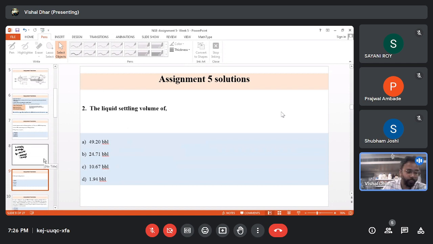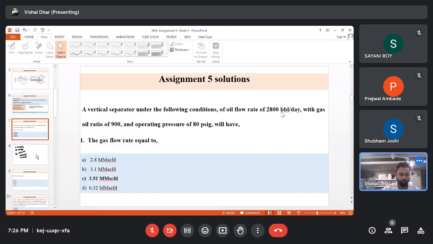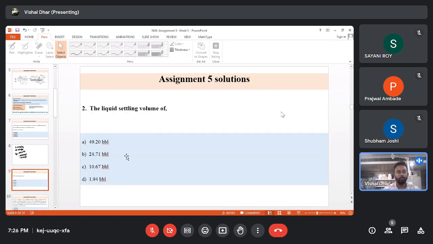So we'll go to the next question. The liquid settling volume of the separator, the four options are: option A 49.20 barrel, option B 24.71 barrel, option C 10.67 barrel, and option D 1.94 barrel. These are the four options. Try once from your part, then I will be solving it.